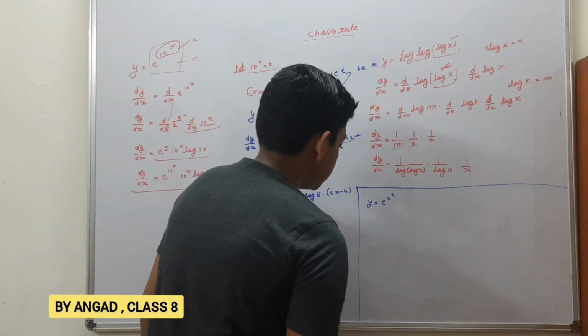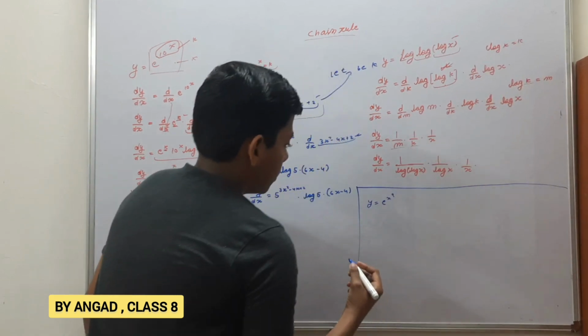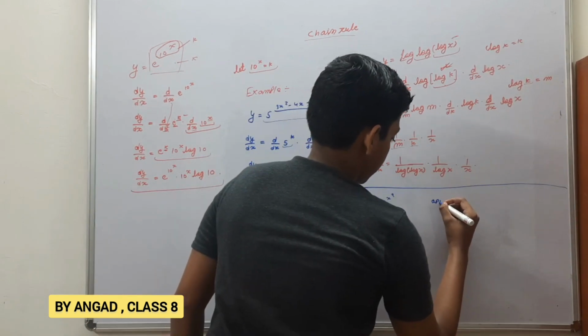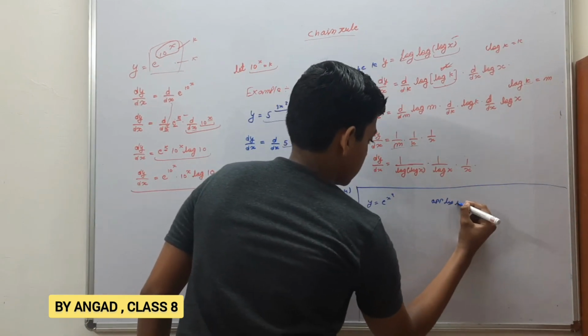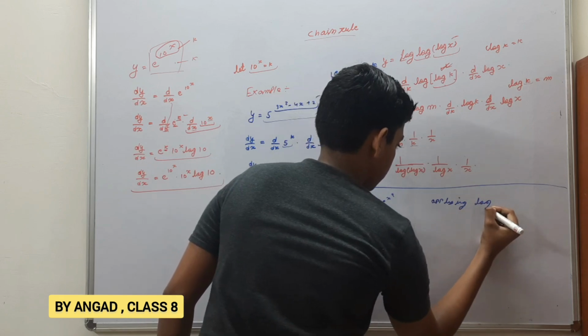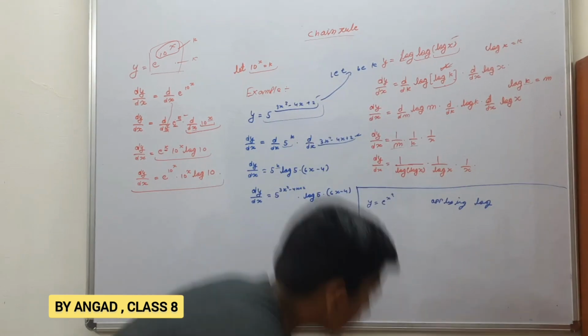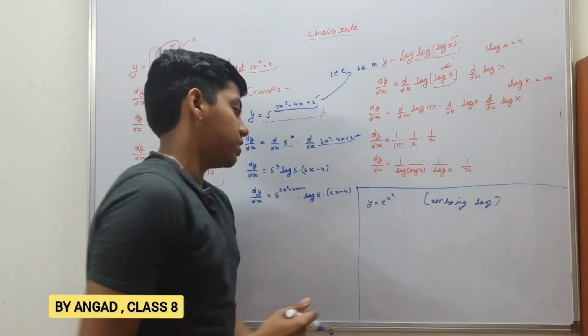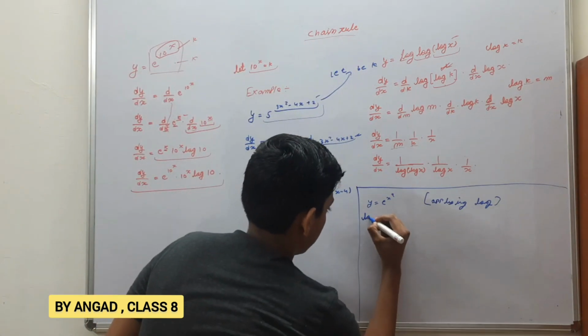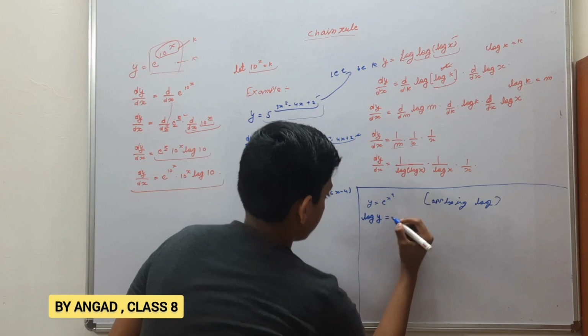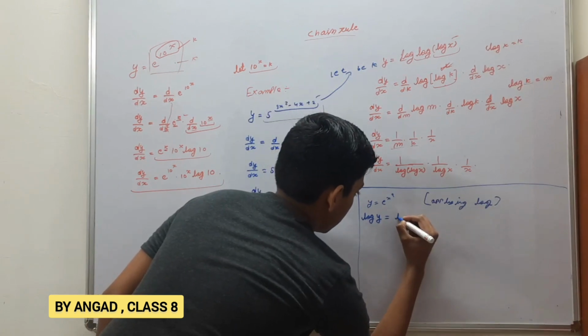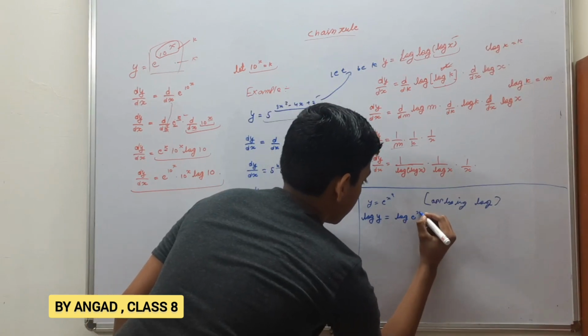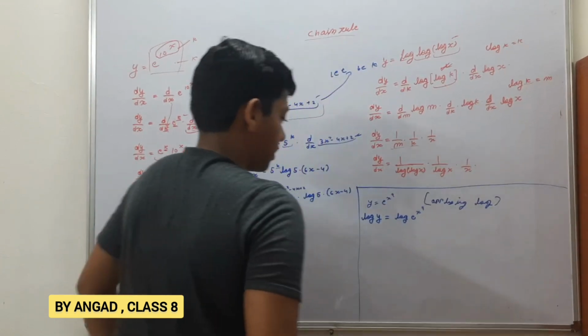So now, what's the new method? Applying log. In here, we apply log on both sides. So it will be log y is equal to log e to the power x to the power 9.